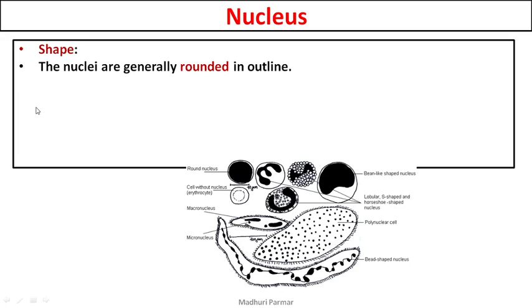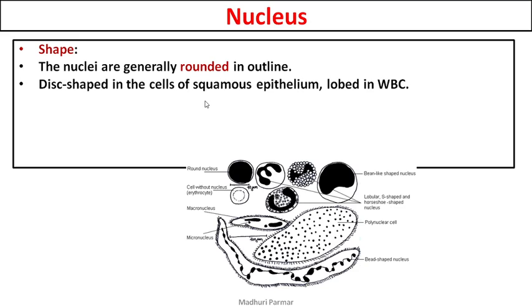Shape of the nucleus: they are normally rounded in outline, so they are round or spherical in shape, and they are disc shaped in squamous epithelium. Squamous epithelium is where the cells are flat and square in shape, like tiles on the floor. So in such kind of epithelial cells you have a disc shaped nucleus, while they are lobed in WBC. So just focus on this diagram. Let us go through them one by one.